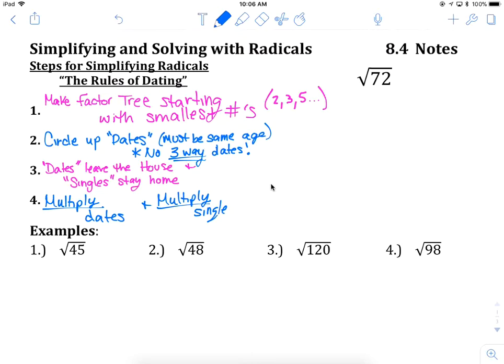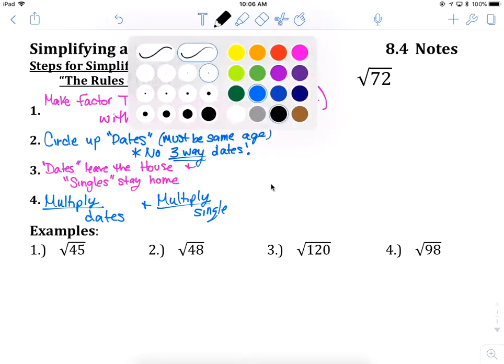So I'm going to give you a chance to write what you see, and we'll talk about the fun way and the rules of dating to simplify radicals. All right, so if you already have all of that written down, let's go ahead and jump in.